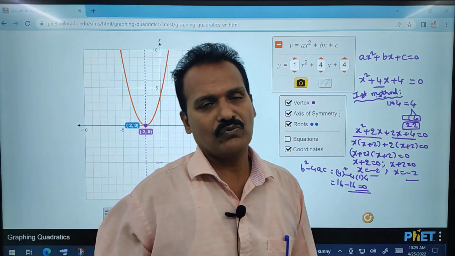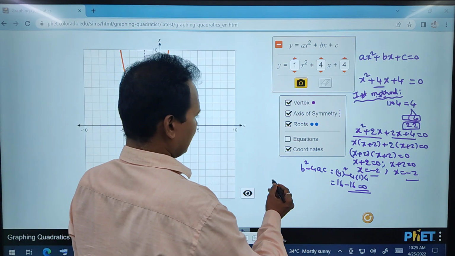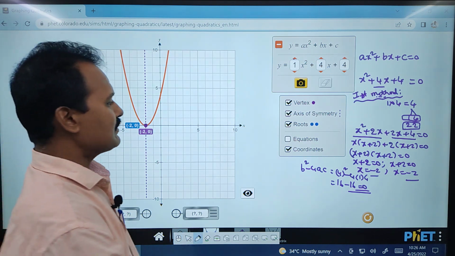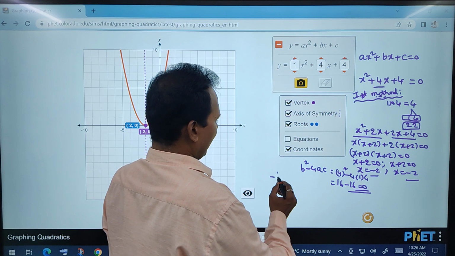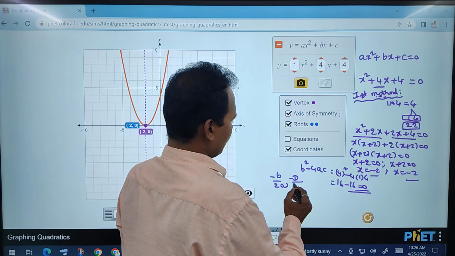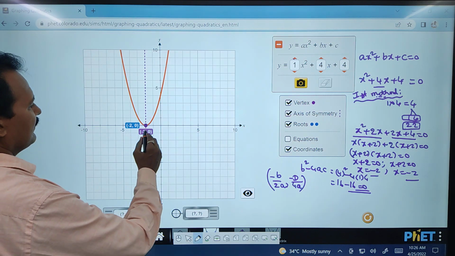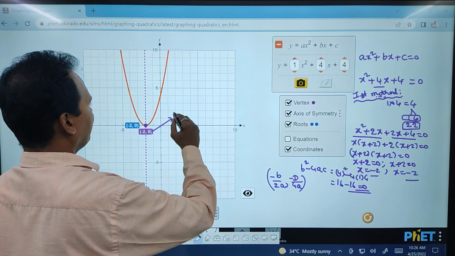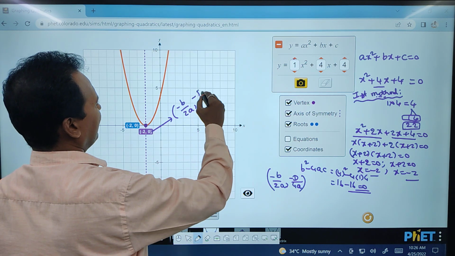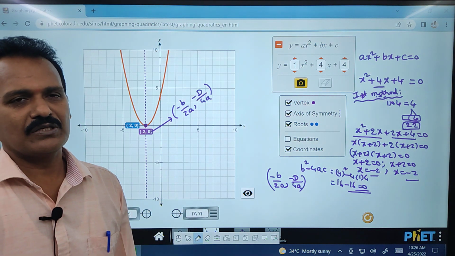Here there is one more formula to find the vertex of any quadratic equation. If you want to find the vertex, what is the formula? You can use the formula minus b by 2a comma minus d by 4a. By using this formula, minus b by 2a and minus d by 4a, you can find the vertex of the equation.